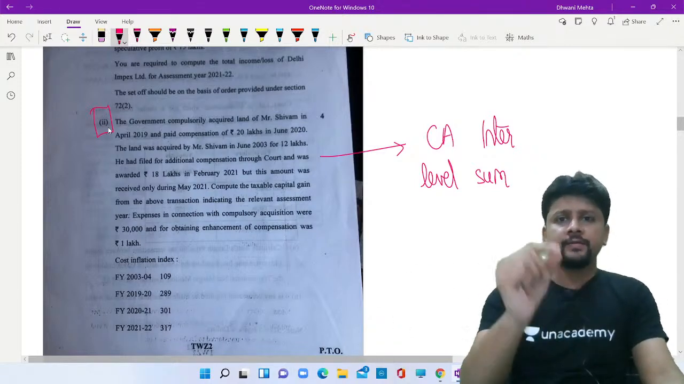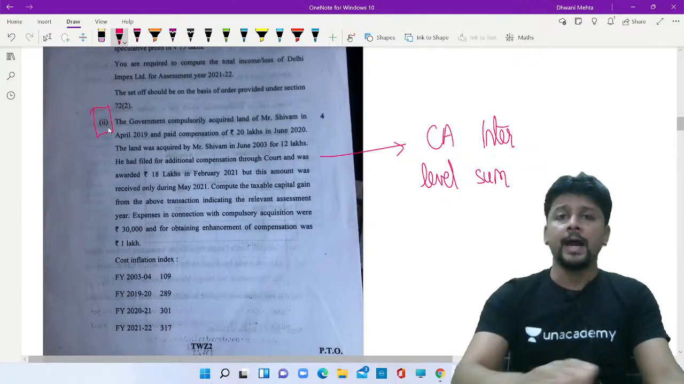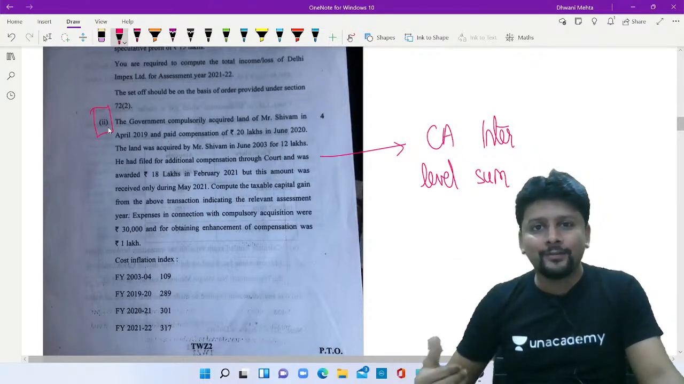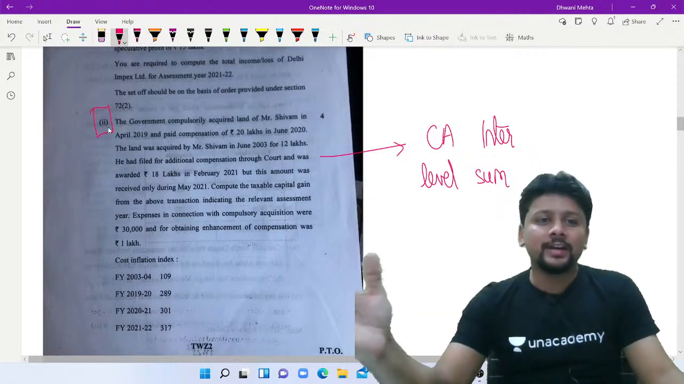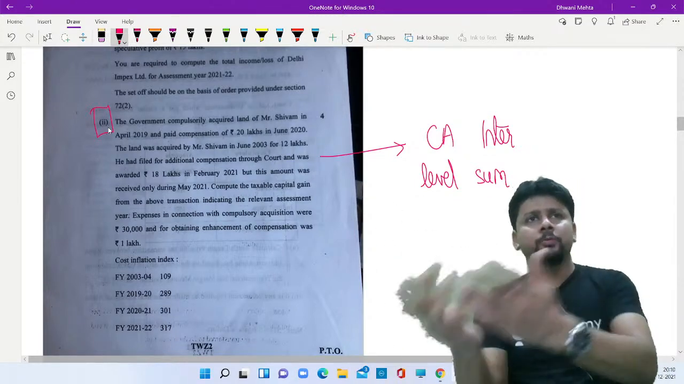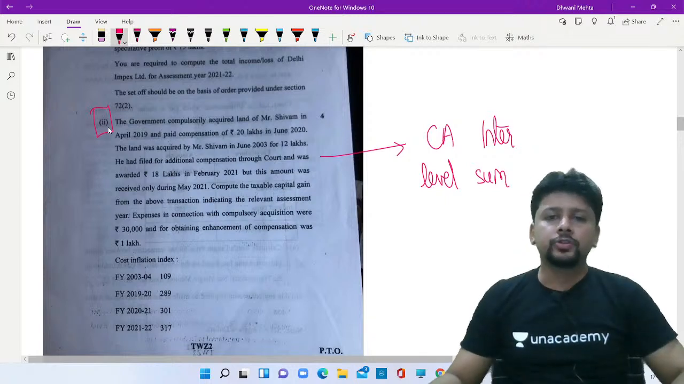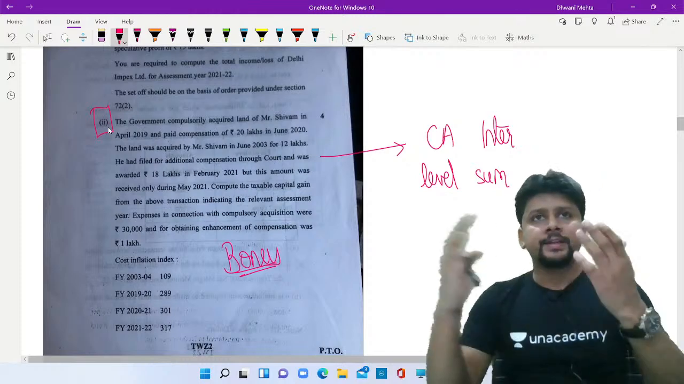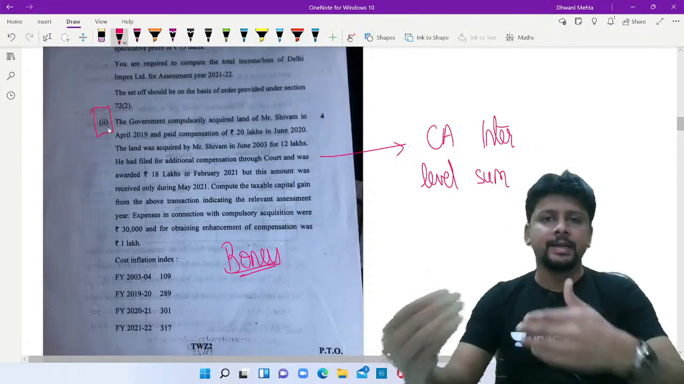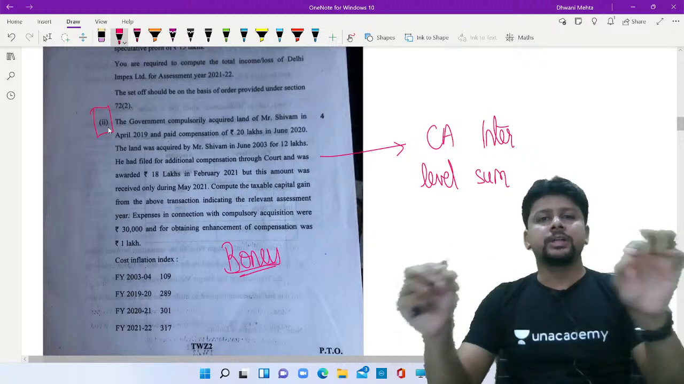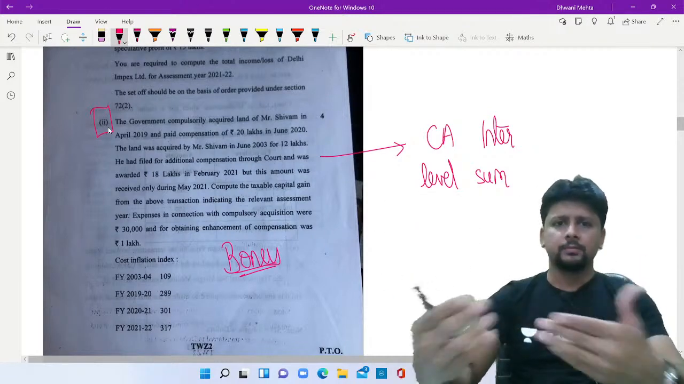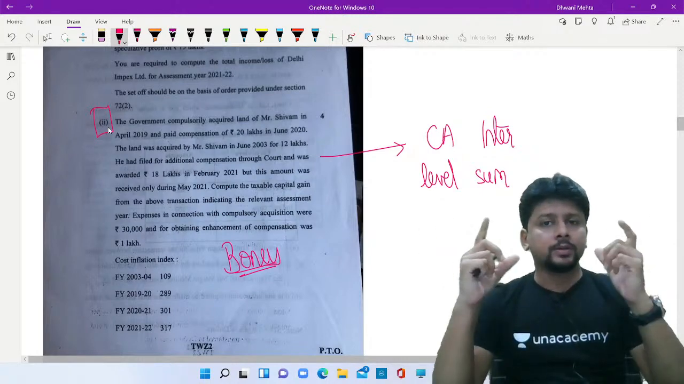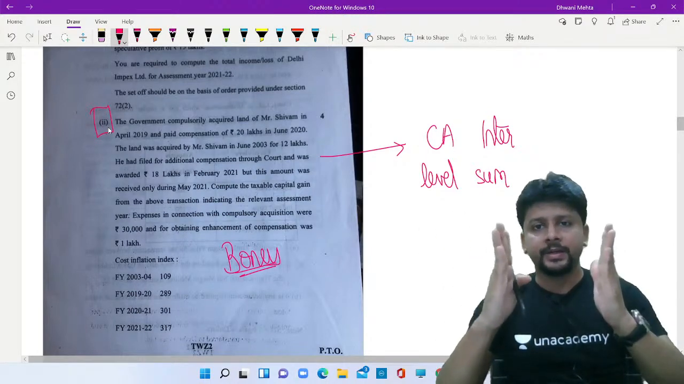Any student who has even studied compulsory acquisition once, I am not even talking about revision, not even revising this in the 1.5 days, any student who has just studied compulsory acquisition at CA Inter and probably once at CA Final can easily score these 4 marks. This was actually an unexpected bonus sum. There is initial compensation, there is enhanced compensation, index numbers are given to you, and you just have to write some initial theory at the beginning and do the working. Pretty manageable.